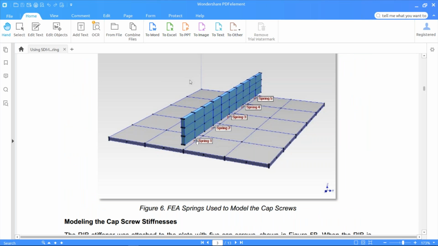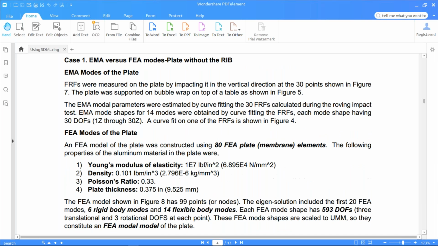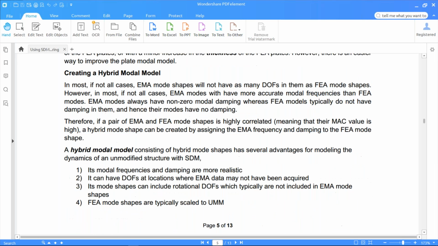You can see the springs are halfway between the experimental test points, but we have mode shape data from the FEA model at those points, so we can go ahead and use that in SDM to model the cap screws correctly and located in the correct direction. And so this is, again, this hybrid model. The mode shapes include rotational DOFs, which typically are not included in the EMA mode shapes.